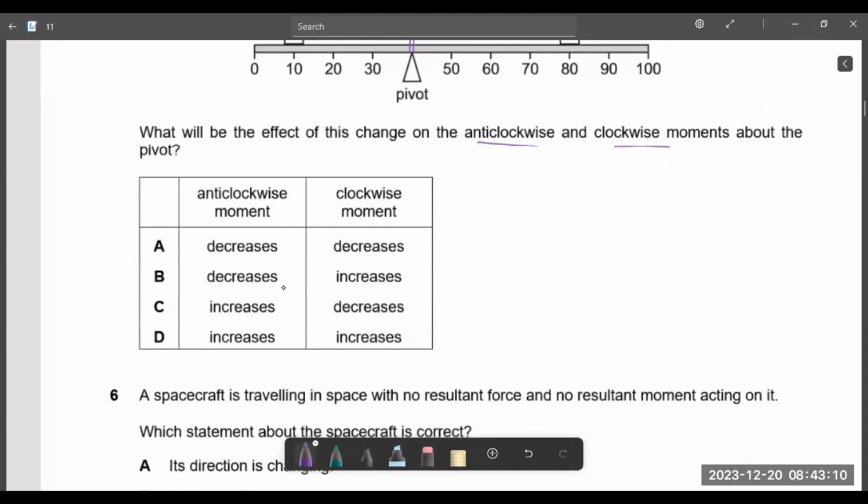So here the right choice is: clockwise moment has decreased and anticlockwise moment has increased. So the right choice is B.